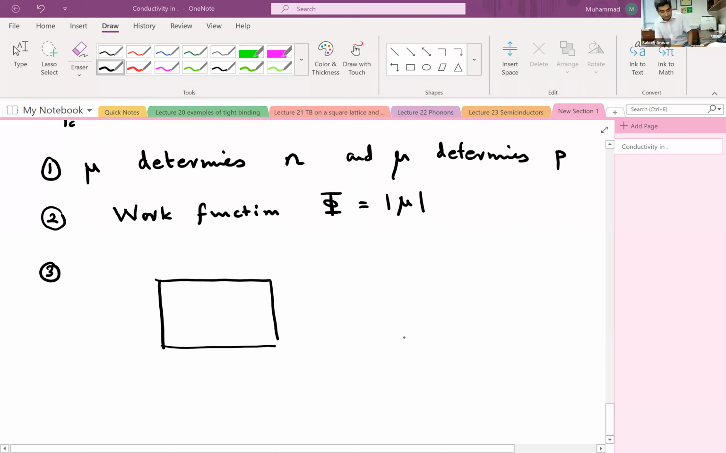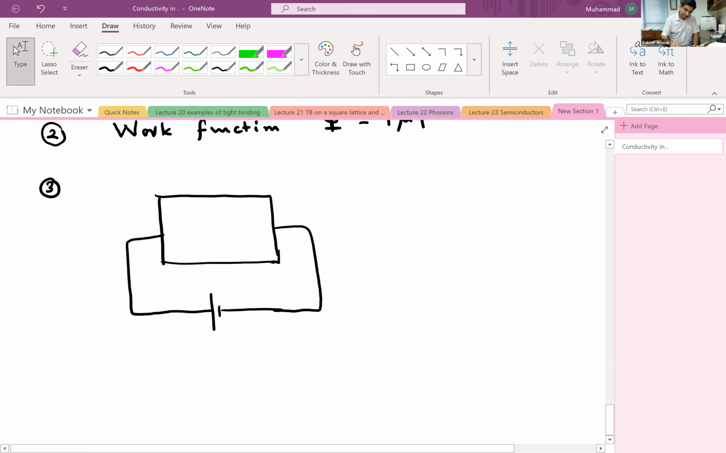Suppose I have an N-type semiconductor material and I connect this with the battery. Okay, so there are free electrons inside this N-type semiconductor material. So it's N-type. And I connect it to a battery.